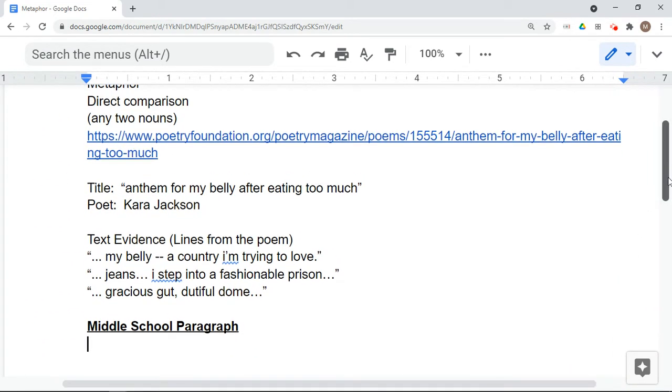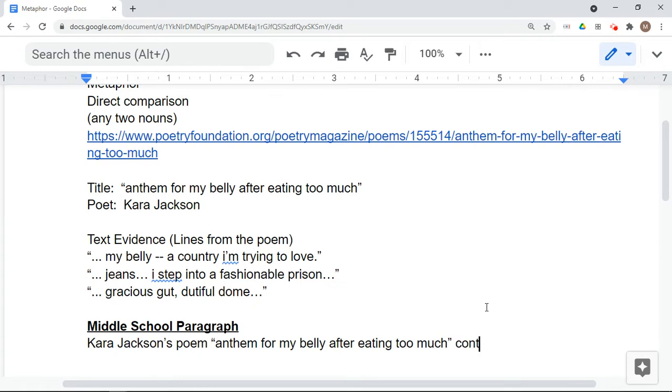But I want to make sure that I talk about the poem, that it's a poem, a title, and then that I'm talking about metaphor. So Kara Jackson's "Anthem for My Belly After Eating Too Much." Kara Jackson's poem, "Anthem for My Belly After Eating Too Much," contains or has metaphor.